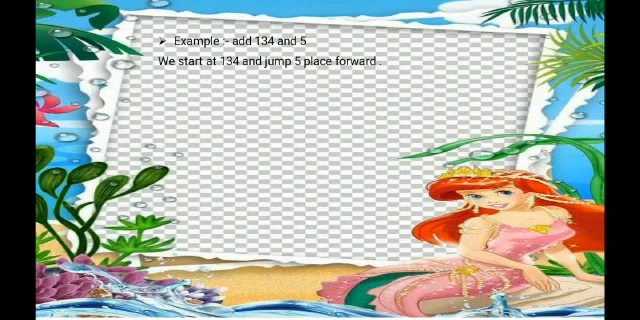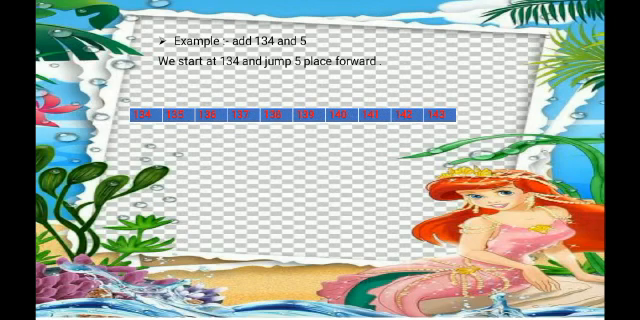Add 134 and 5. We start at 134 and jump 5 places forward. You can see the tiles here and each tile is having one number. The counting is started from 134. This is the forward counting, 134, 135 and so on till 143. As our first number is 134, we will start jumping from 134.